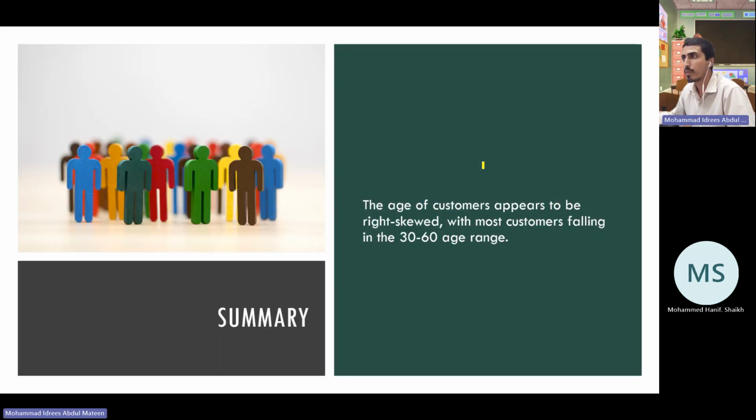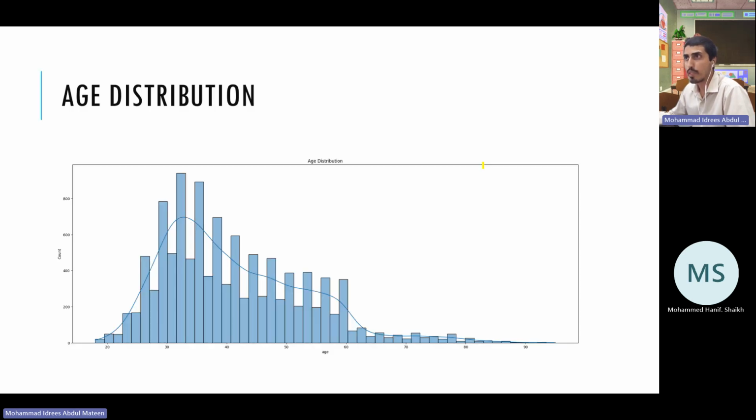So what is the summary? The age of customers appears to be right skewed, with most customers falling in the 30 to 60 age range. So it's inclined towards the right. That's why we call it right skewed. It's another terminology which we are always using in machine learning, left skewed or right skewed. So this is what we can understand.